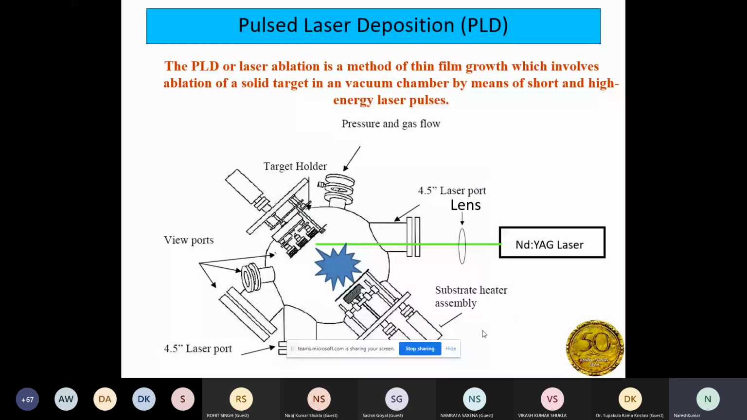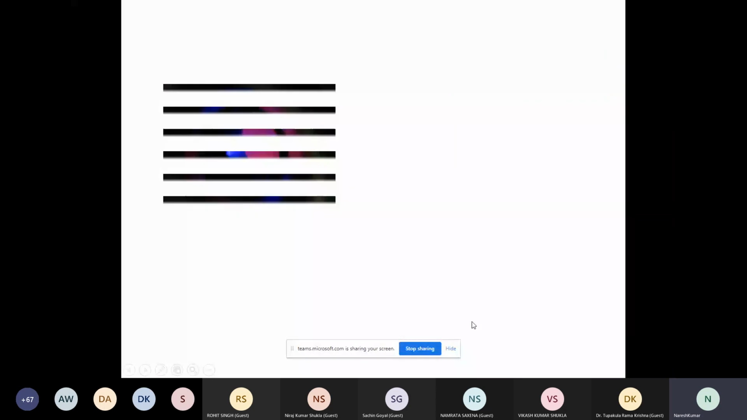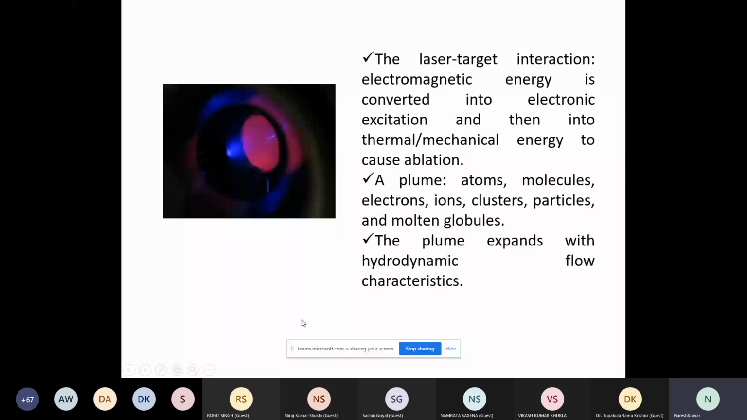Here I am showing you what exactly is happening in the chamber. You see a blue colored plasma here. The laser beam is coming and striking here, from where the plasma is coming out. And this red segment is the substrate heater, where we have kept the substrate.